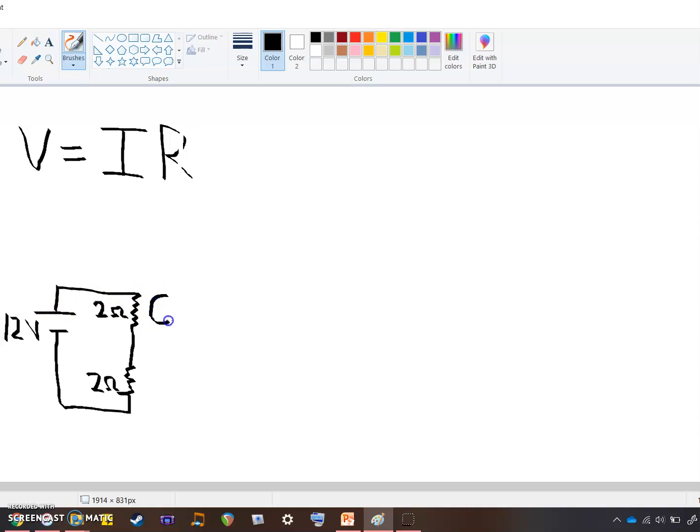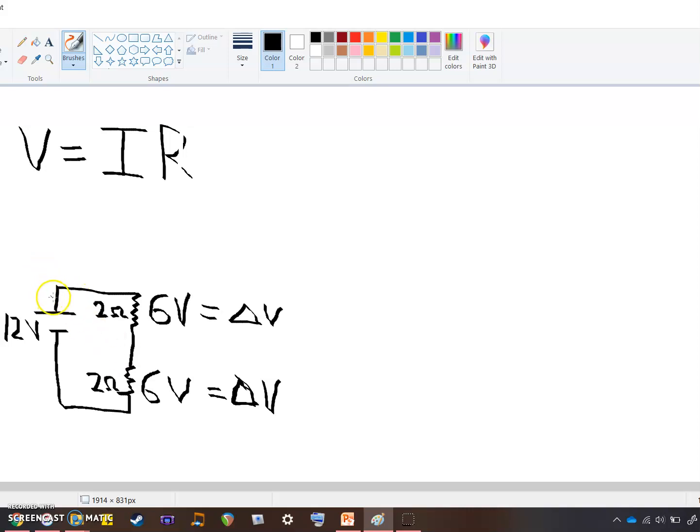So here, we'll have a voltage drop of 6 volts and a voltage drop of 6 volts here, because that adds up to 12. So keep in mind that this is a voltage drop. It's not the voltage provided by these resistors. These resistors are not batteries.